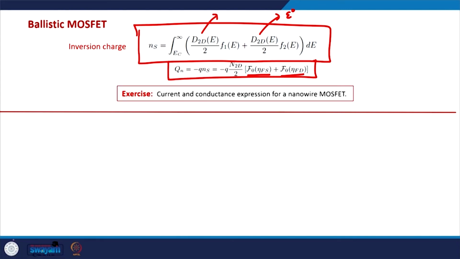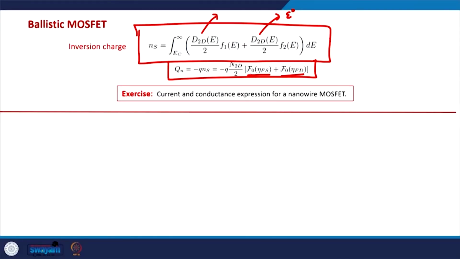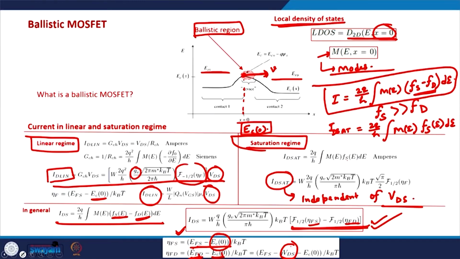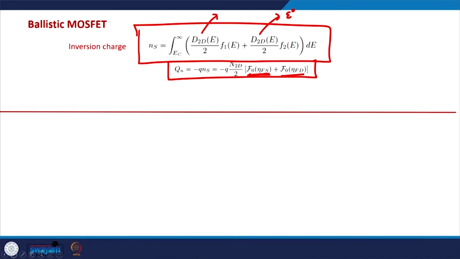Now all these calculations have been done for a 2D channel, and in a 2D channel, as you must have observed by now, in the charge expression we obtain Fermi-Dirac integrals of order 0. In the current expression in the linear regime we have the Fermi-Dirac integral of order minus half. In the saturation regime we have the Fermi-Dirac integral of order plus half. So these are the various orders of Fermi-Dirac integrals that we encounter in a 2D channel.